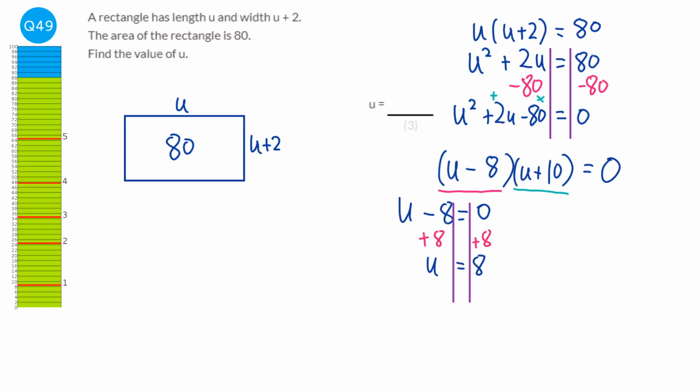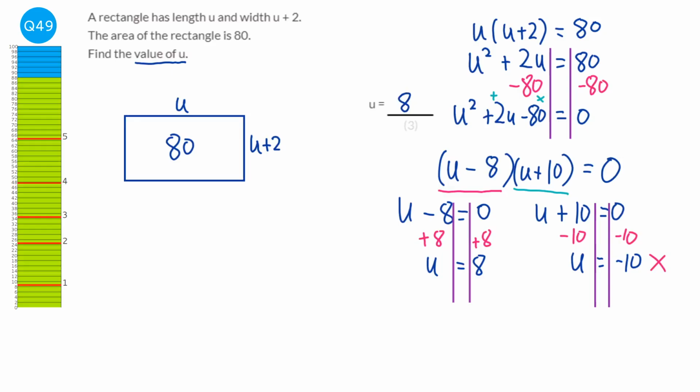And we're going to do the same for this right hand bracket. So U plus 10 equals 0. Get our lines in. And take away 10 both sides. So U equals minus 10. Now it might get confusing because it says find the value of U, but a length needs to be positive. So this minus 10 is not the correct answer. Our correct answer will be 8.